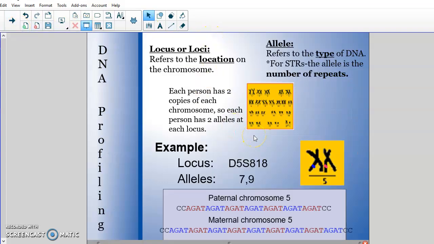Okay, so let's just do a quick little recap of some vocabulary. This is stuff that you probably already know, but we're just going to recap it in terms of short tandem repeats, or STRs. A locus, or loci, refers to the location on the chromosome in which the STR is. So each person has 2 copies of every chromosome, right? So you have 2 alleles. Like here's your chromosomes, right? 1 through 23. Okay, you have 1 through 22 and then an X and a Y.